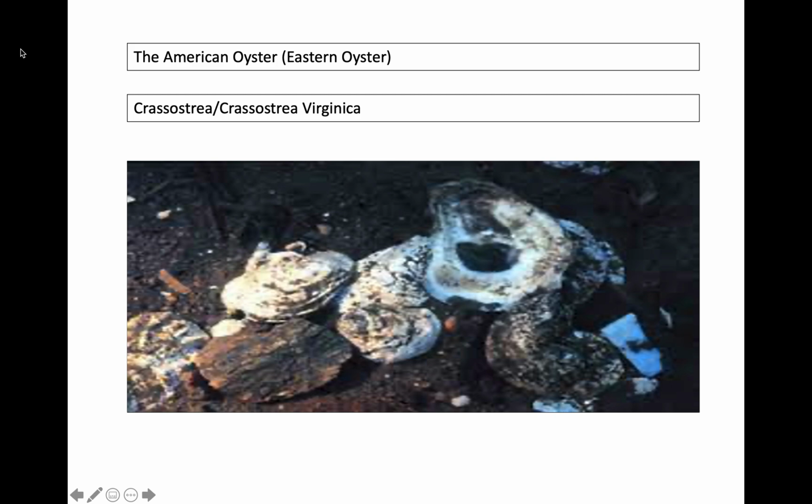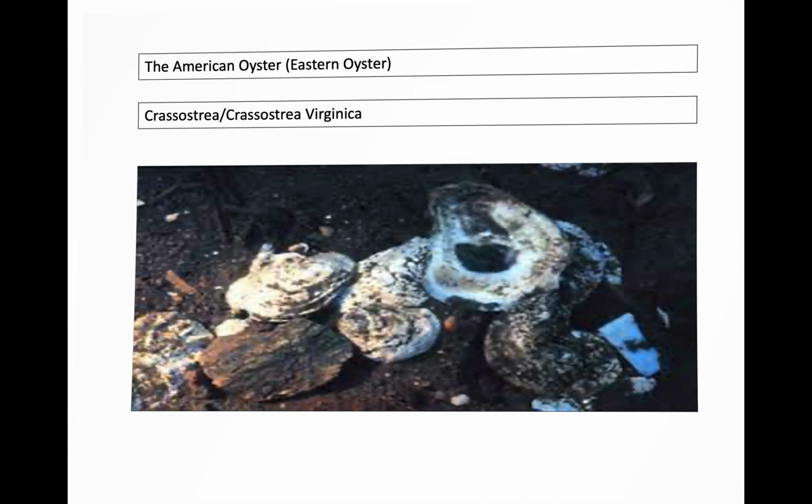Today we're going to be talking about the American oyster, also known as the eastern oyster. Its classification in its genus and species is Crassostrea virginica. I might have butchered that pronunciation, but it's all good.